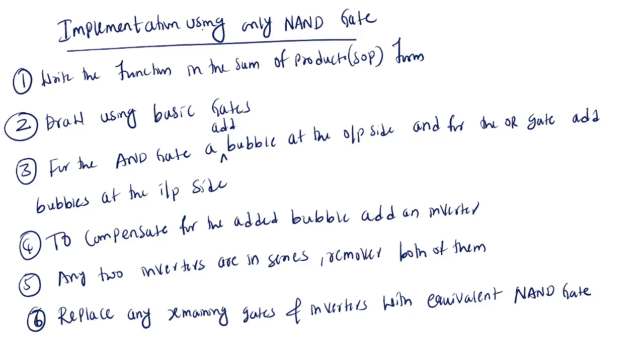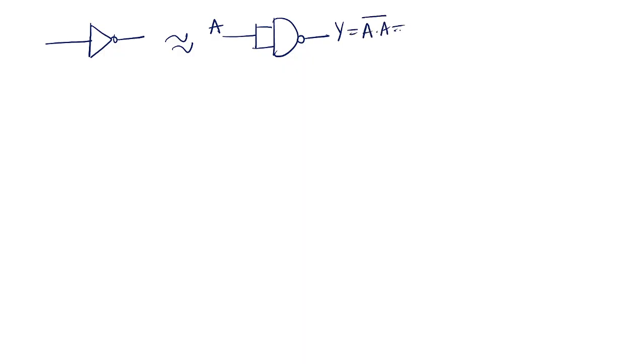First, write the function in the sum of products form and draw using basic gates. Wherever the AND gate is there, add the bubble at the output side. Wherever the OR gate is there, add the bubble at the input side. To compensate for added bubbles, add an inverter. Any two inverters in series, remove both of them, and replace any remaining gates and inverters with the equivalent NAND gate. Suppose an inverter is there: we already implemented it, so it is equivalent to inputs tied together and connected to the NAND gate. Y equals A and A whole bar, which equals A bar.